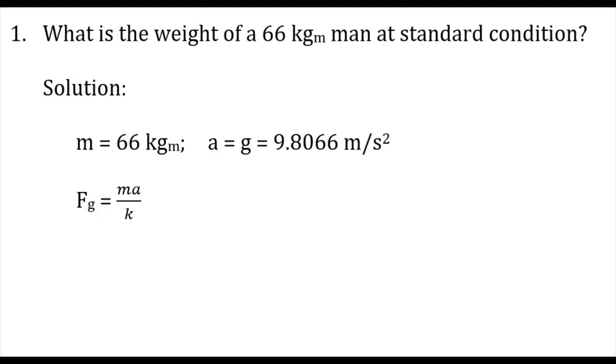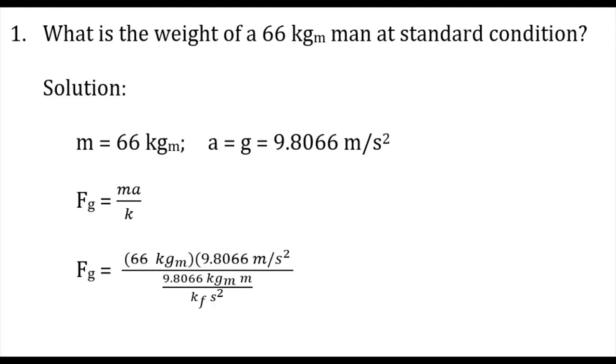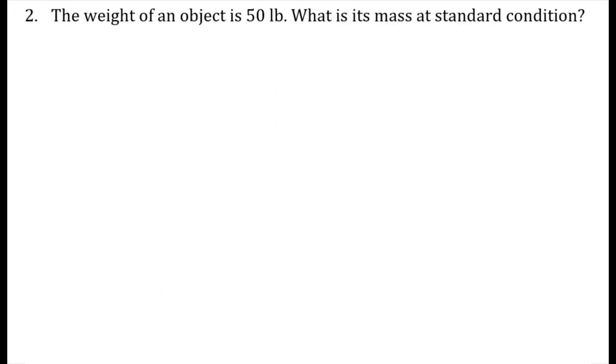To solve the problem, we will use the formula that force gravity is equal to the quotient of the product of mass and acceleration, and proportionality constant. Substitute the value of mass, acceleration, and proportionality constant. The value of proportionality constant can be found in our SPLM. Cancel the units that can be cancelled, then we have the value of force gravity, which is equal to 66 kilograms force.